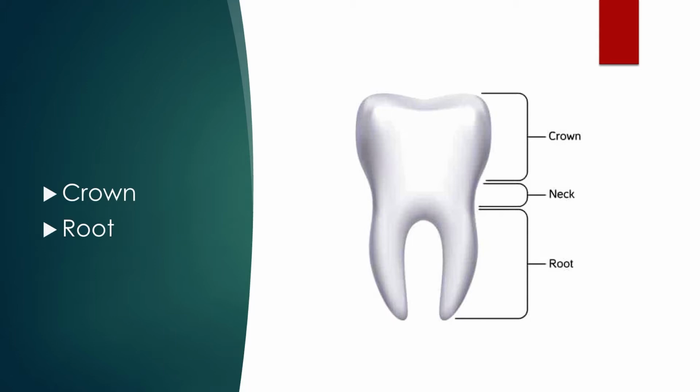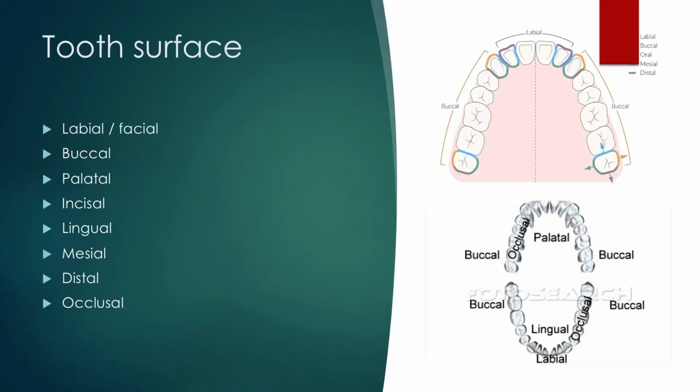Now there are different names for tooth surfaces also. The part of the tooth that is visible above the gums is termed as the crown. The part of the tooth below the gums is termed as the root. The part of the tooth that is towards your lips or the face is termed as the labial or the facial surface. Towards the cheek it is termed as the buccal surface. In the maxillary arch towards the palate it is termed as the palatal surface.